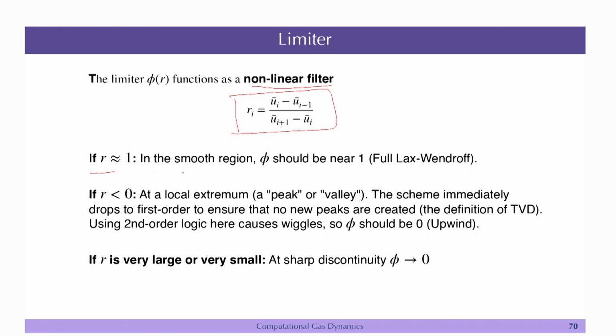So, if the value is in the smooth region, it should be near 1, and this will give full Lax-Wendroff. If it is less than 0, then it is either a peak or a valley, and it should go to 0. And if r is very, very large or very, very small, then it is a discontinuity, and again it goes to the upwind. Let us look at this behavior.